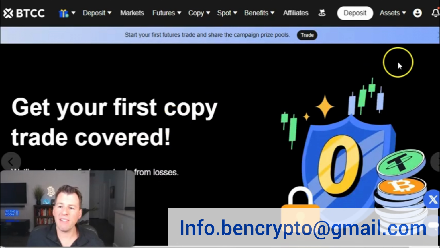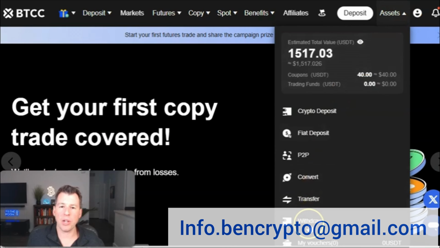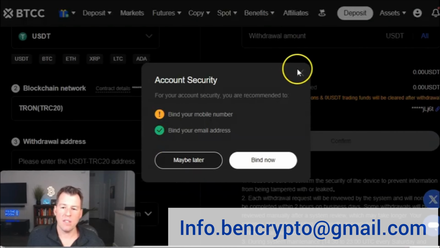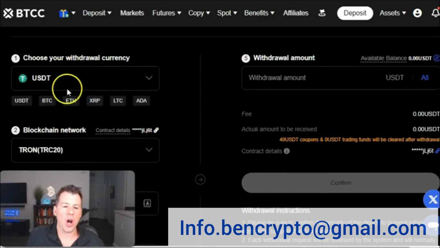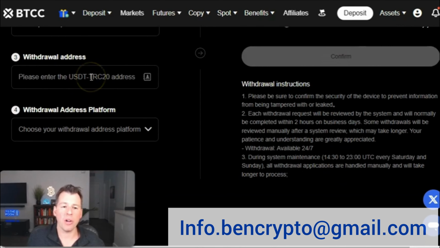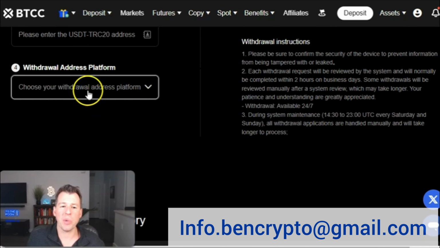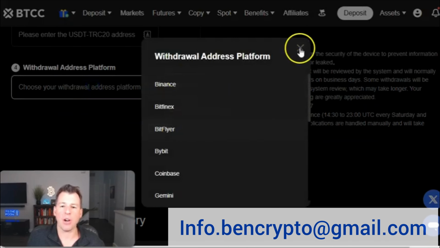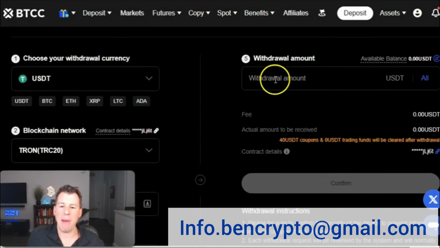To withdraw, you're going to click on assets top right, go down to withdraw. Over here, you're going to list the coin that you're going to withdraw, then which exchange network you're withdrawing on, enter your withdrawal address, and then if you're withdrawing to an exchange, toggle the exchange here, otherwise leave it blank. Enter the amount you're going to withdraw, confirm, boom, you're good to go.